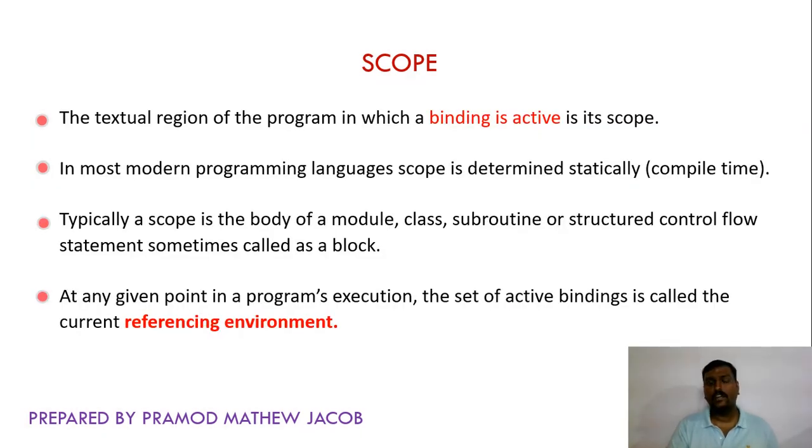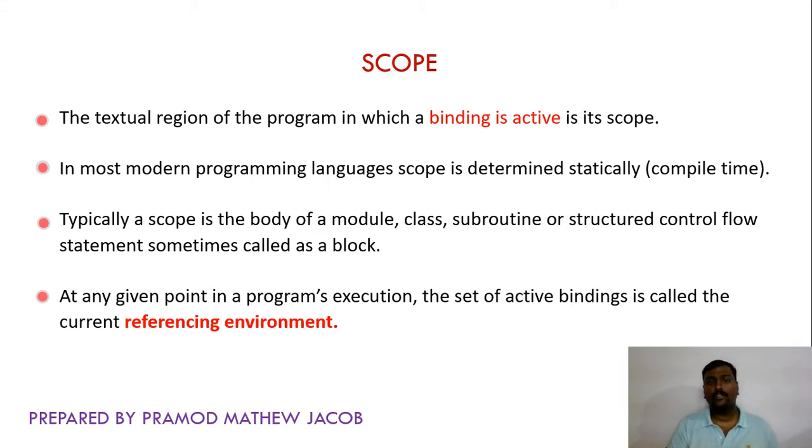First, let's learn what is scope. Scope is the textual region of the program in which a binding is active. Binding is simply an association between a name and an object. In most modern programming languages, scope is determined statically. That means scope is determined during the compilation time.